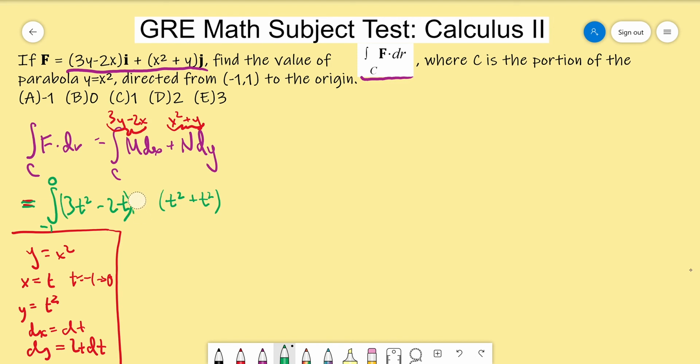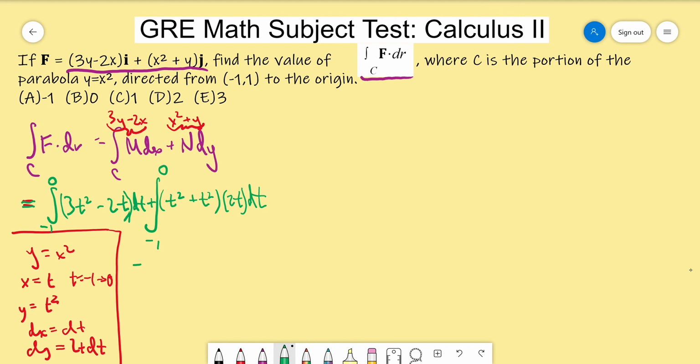Let me make some more room here. Plus, this is going to be multiplied by dy, which is 2t dt. So it's kind of like we have two integrals, actually, from negative 1 to 0.